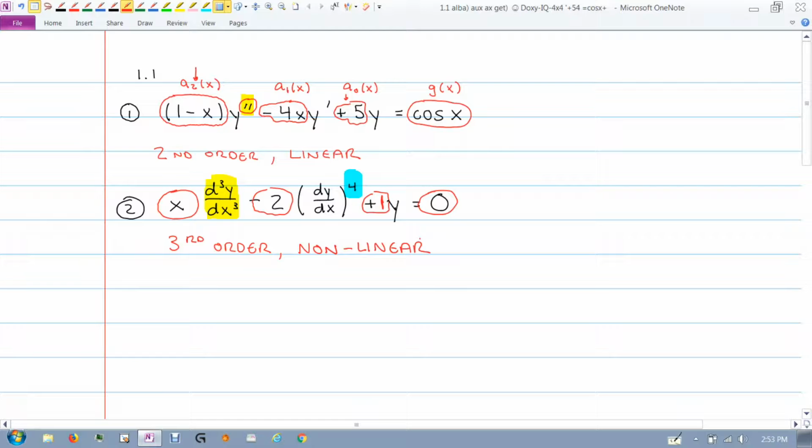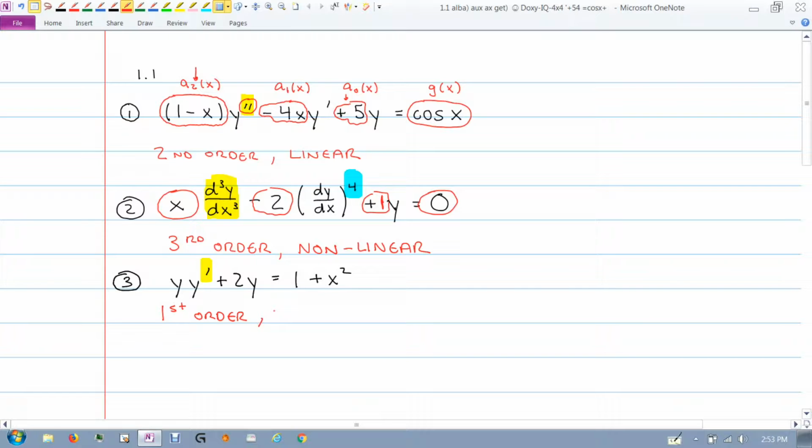Okay. Now, next one, number 3, is going to be y prime plus 2y equals 1 plus x squared. All right, so let's take a look here. How about the order? Well, the highest derivative I see is the y prime there, so this is definitely going to be first order.